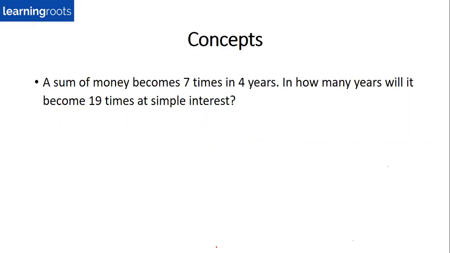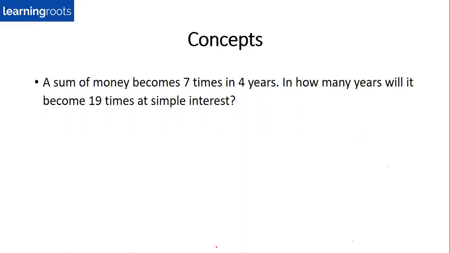Now we'll see another quick technique, but before this you need to understand the meaning of the sentence, a sum of money. So this is a different question and a different concept altogether. We're done with the difference between SI and CI for 2 years. So you'll see a lot of these questions that a sum of money becomes 7 times in 4 years, or whatever, n times in X years and so on. Now, in how many years will it become, whatever, 19 times in this case?